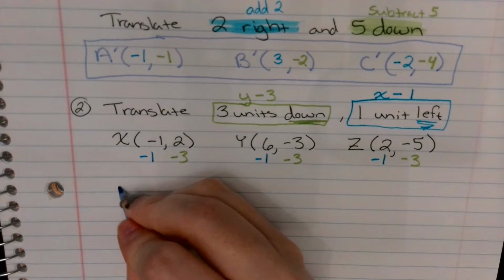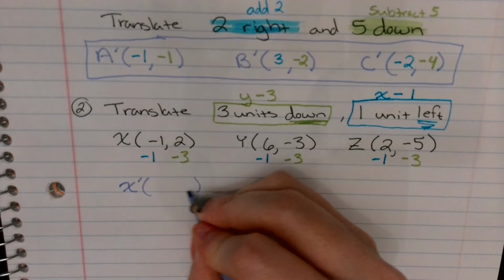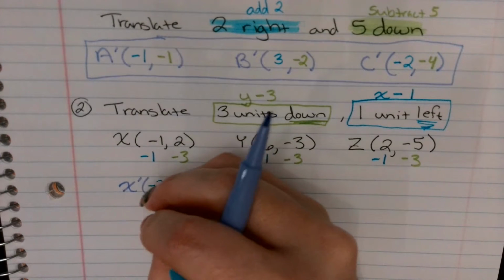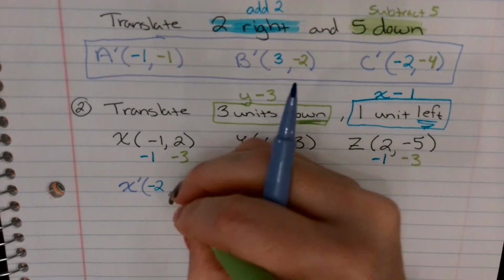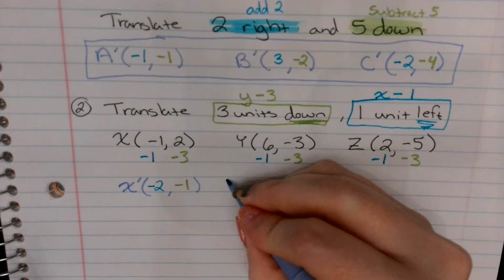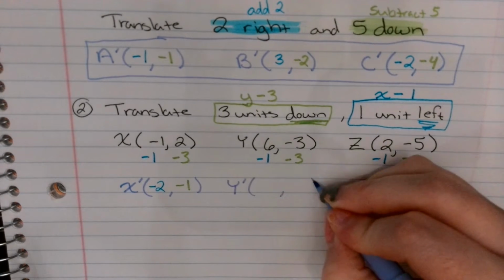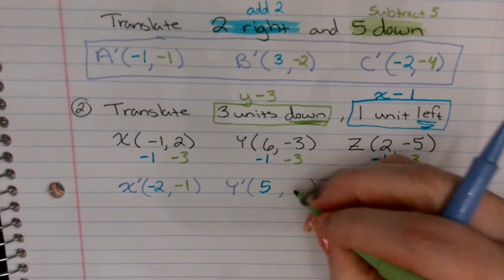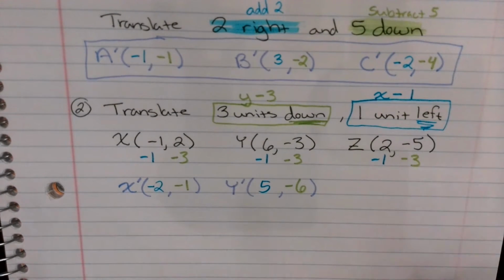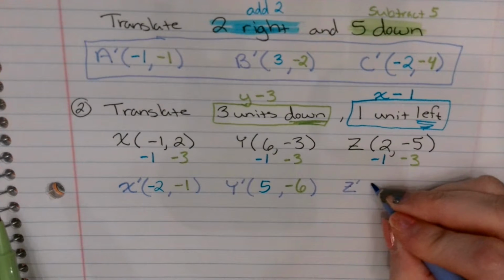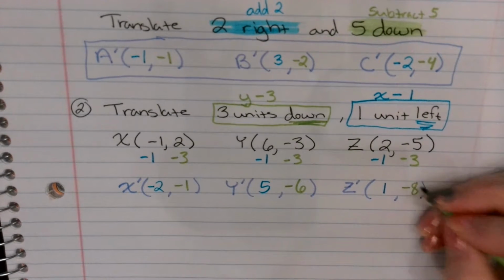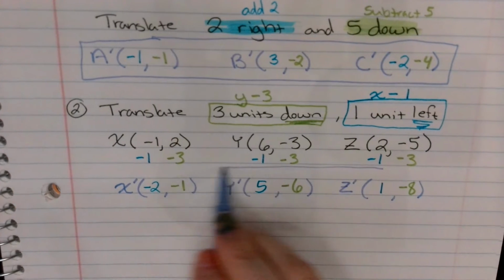Okay, and then that'll give me my x prime, which is going to be at -2, -1. Then I have y prime, which is going to be at +5, -6. Then I've got z prime, and that's going to be at +1 and -8. That's my final answer.